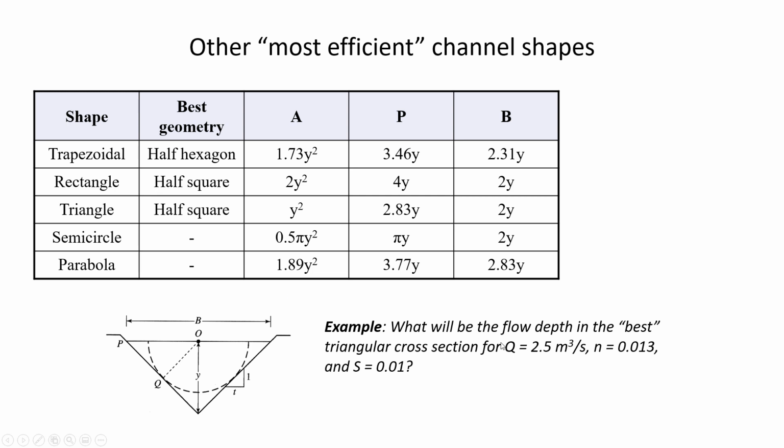So what will be the flow depth in the best triangular cross-section for 2.5 cubic meters per second, an n value of 0.013, and a slope of 0.01? So if we're going to use Manning's equation here, and we know what flow rate we have to achieve, and we know what this material is made out of, the 0.013 is most likely a concrete, and we want to determine the best flow depth, we're basically going to substitute in for the area y squared. So let's do this on the board.